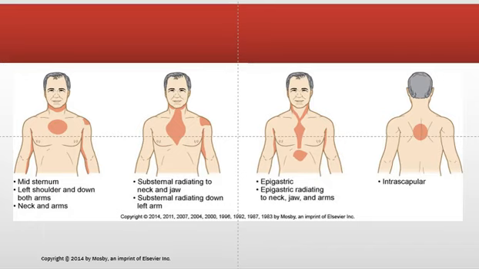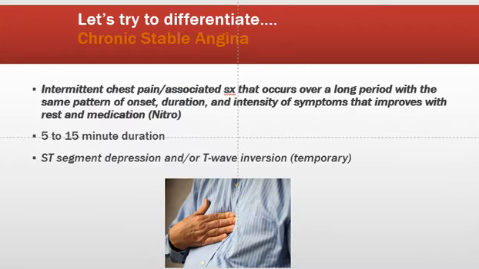So this just shows you some of the areas where the pain may go. I wanted to make sure you could see the more classic chest pain radiating to the jaw, down the left arm, with sweating and nausea and epigastric distress. That's the more common presentation. So again, trying to differentiate. So here's your chronic stable angina.